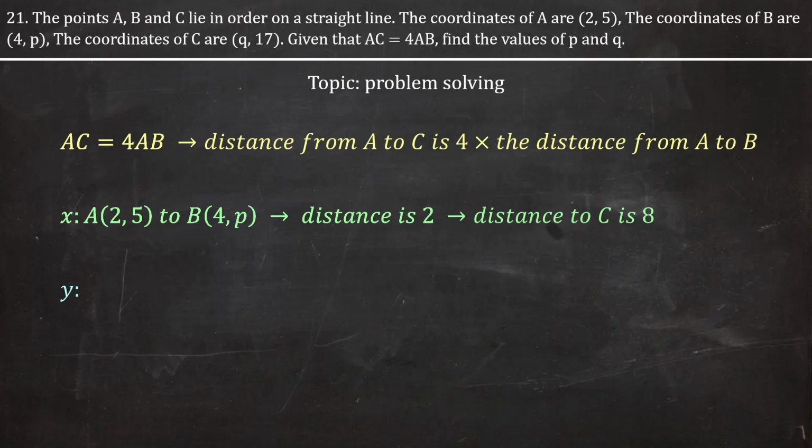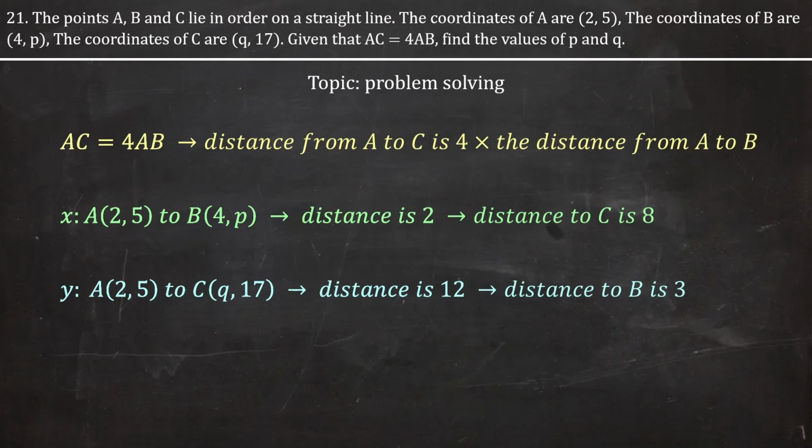On the y-axis, I'm actually going to use A and C. So A, the y value is 5, C, the y value is 17. So the distance between them is 12 from A to C, which means that the distance from A to B has to be 4 times smaller, which is 3. With that information, I can find P and Q. So Q is going to be a distance of 8 from the x value of A. So Q is going to be 8 plus 2, which is 10. And P is going to be a distance of 3 from the y value of A. So P is going to be 5 plus 3, which is 8.